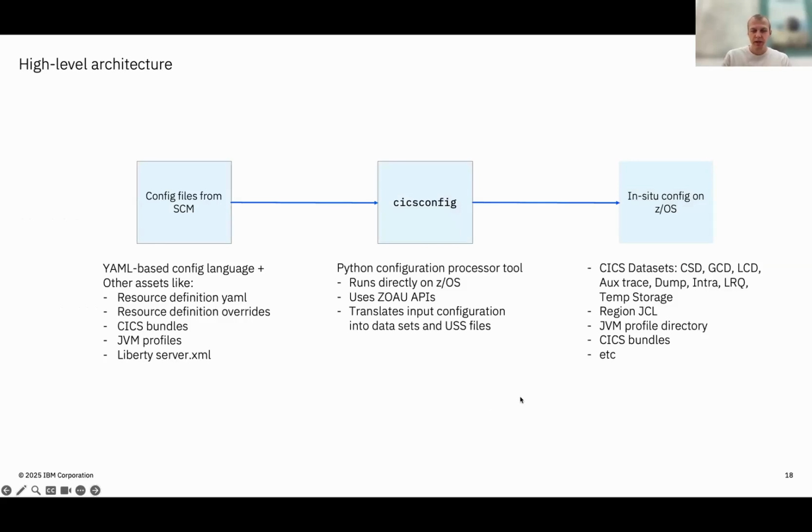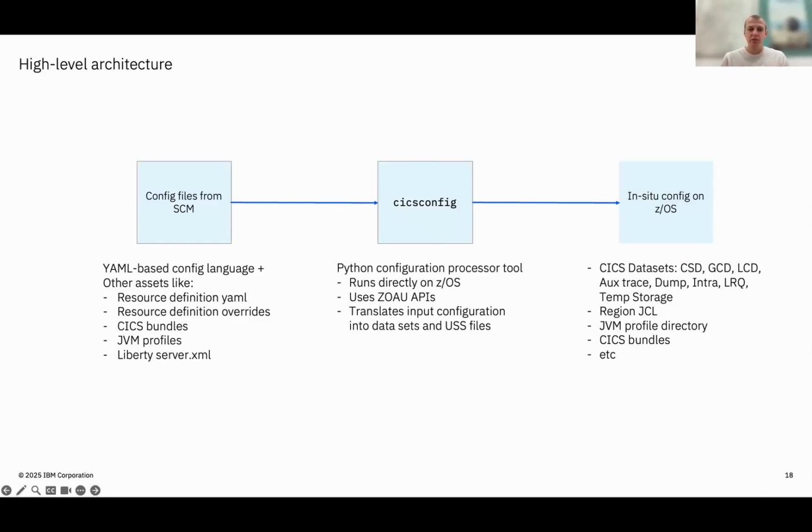So, a bit on the architecture of how this is working. The CICS config tool itself, as you saw from Sam's demo, is running directly on z/OS. She was logged in on USS. And it's using ZOAU APIs under the covers to run and power the tool, translating the input configuration that you give in YAML into the correct datasets and USS files to start up the CICS region. And it's doing that using the assets that you provide.